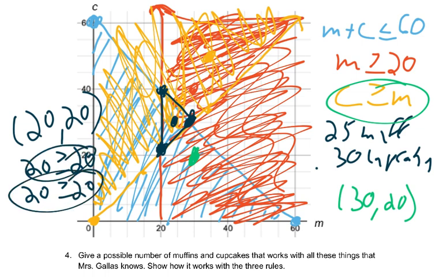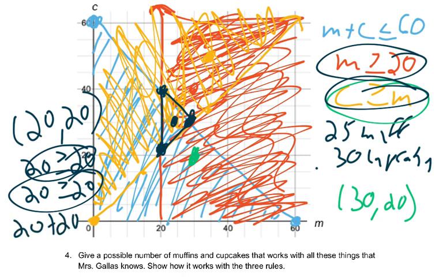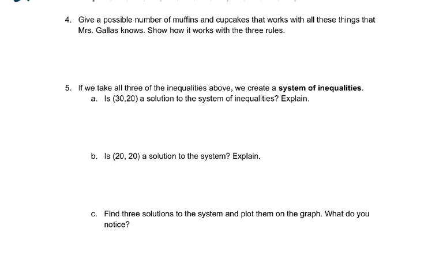That matches this and this because the muffins are greater than or equal to 20 and the cupcakes are 20, which is equal to the muffins, which is 20. And then for our last constraint, 20 plus 20 is 40, which is less than or equal to 60. So that's a corner point there. And being at a point of intersection of 2 or more constraints is perfectly fine. So yes, 20/20 is a solution.